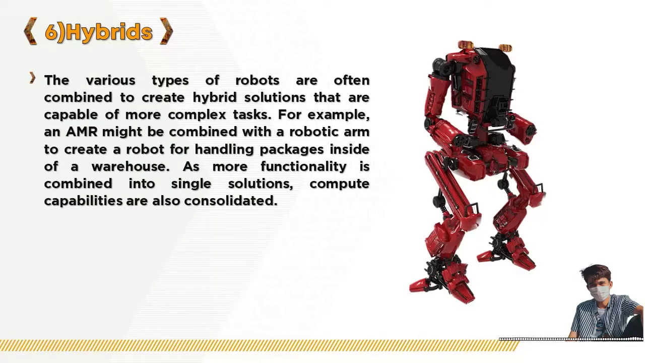Lastly is the hybrids. The various types of robots are often combined to create hybrid solutions that are capable of more complex tasks. For example, an AMR might be combined with a robotic arm to create a robot for handling packages inside of a warehouse. As more functionality is combined into single solutions, compute capabilities are also consolidated.